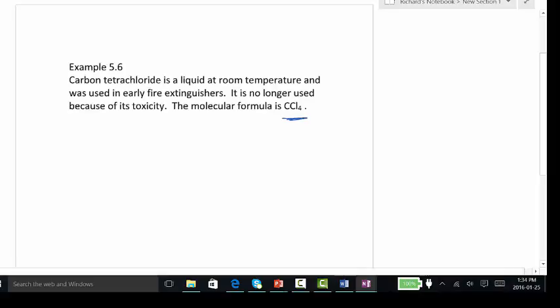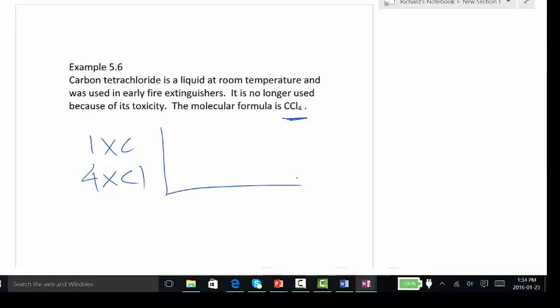So first of all, I'm going to figure out what atoms are present. I've got one carbon atom, 4 chlorine atoms. I'm going to look at a periodic table or a simplified periodic table, whatever you choose to use, to determine how many valence electrons carbon is providing and how many electrons each of the 4 chlorines is providing.